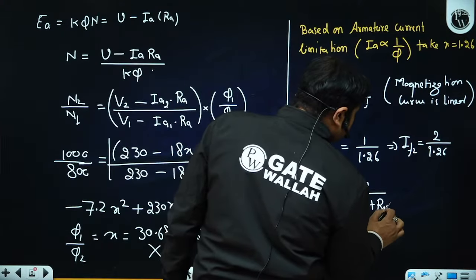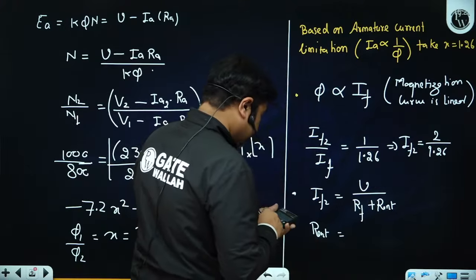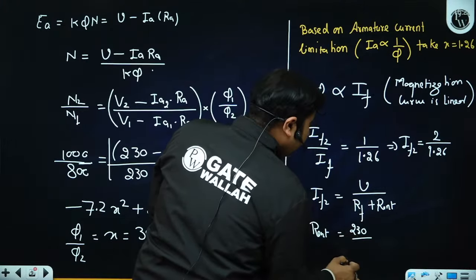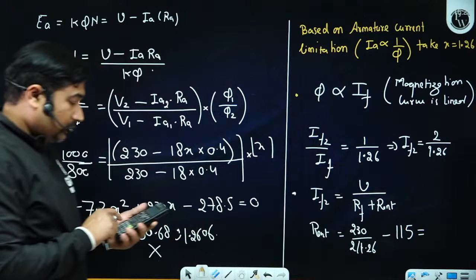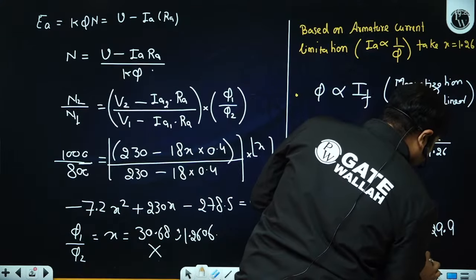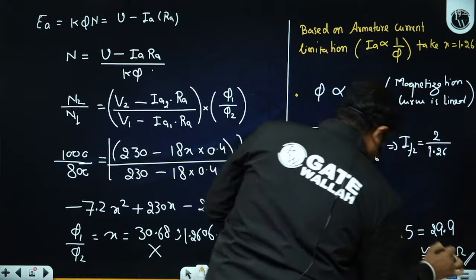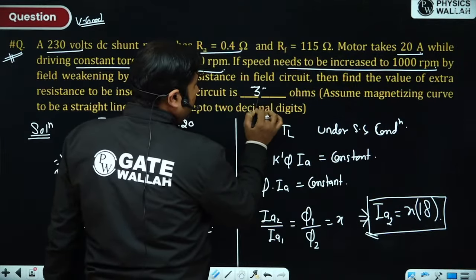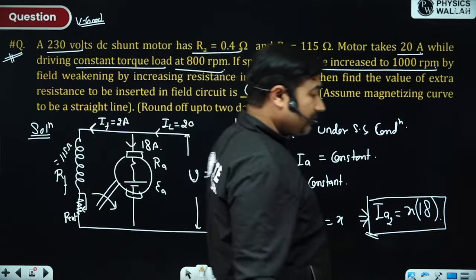So this external resistance which needs to be inserted in the field circuit I am representing here. So this R external will become 230 divided by 2 by 1.26, and whole minus of 115. So 230 by 2 by 1.26 minus 115. We are getting 29.9, approximately 30 ohm. So the correct answer for this particular question is 30 ohm. How many of you were able to solve this question?